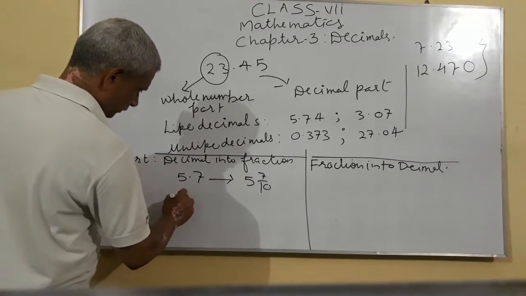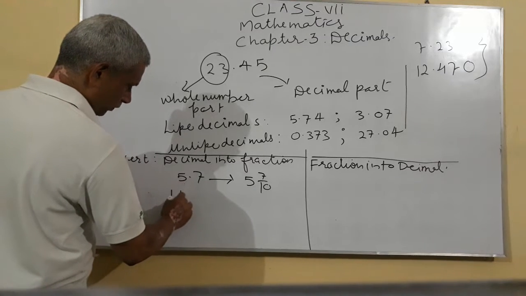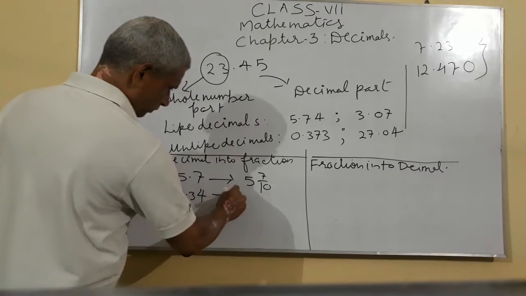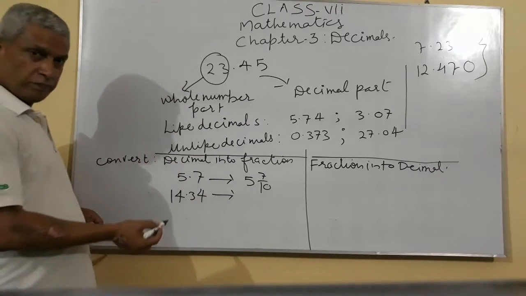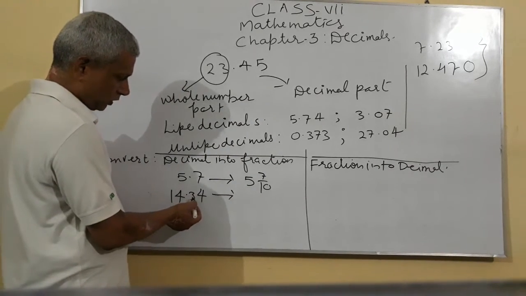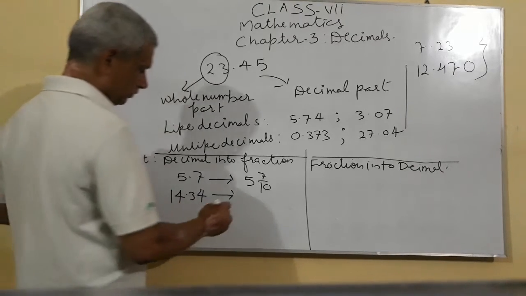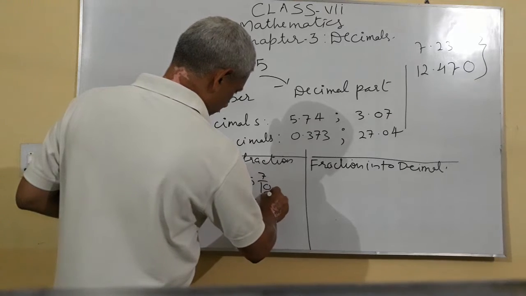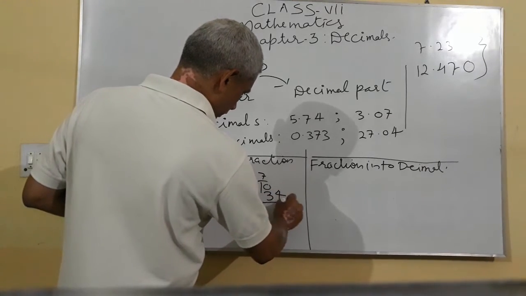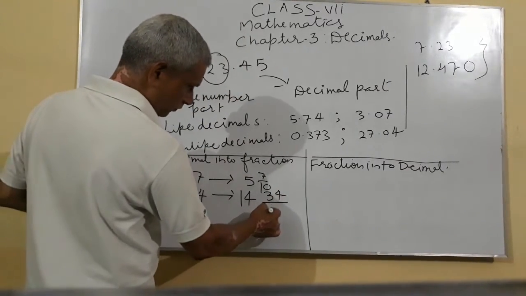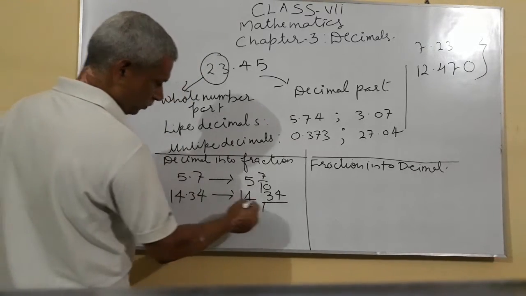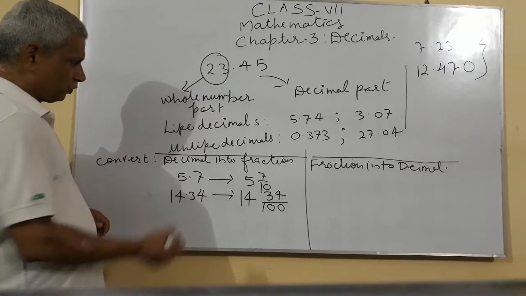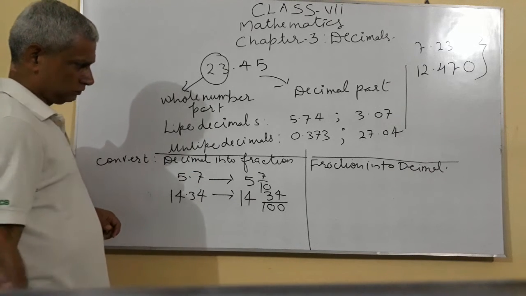You can see one more example. Suppose you have 14.34. In this, just see the number of decimal places, how many? 1, 2 decimal places are there. So you can convert it to 14 whole 34 upon how many? We put 1 and count 1, 2 zeros. So you will put 100. This way we convert a decimal into a fraction.